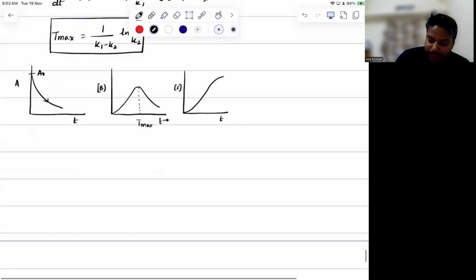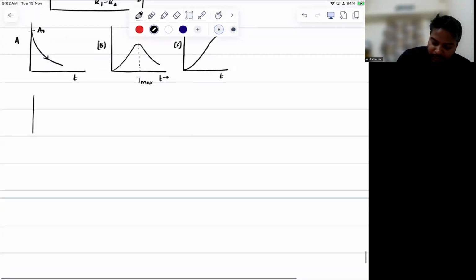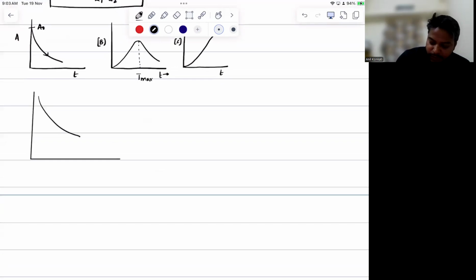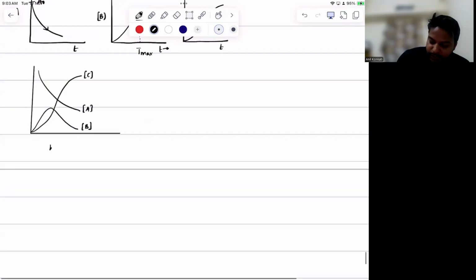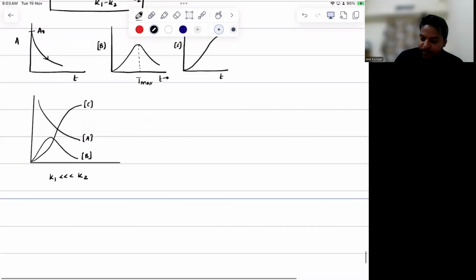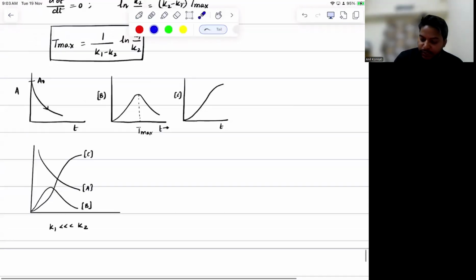Now, if I club all these graphs together, there are two scenarios we can get. One scenario is A is going this way, then B is becoming like this, and C is going this way. This is concentration C, this is A, and this is B. This situation arises when K1 is extremely less than K2. So that means the second part is changing very drastically.